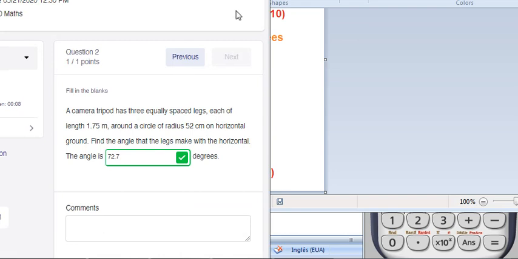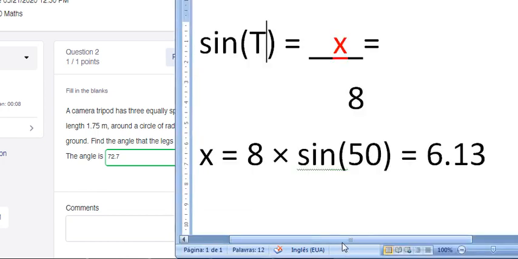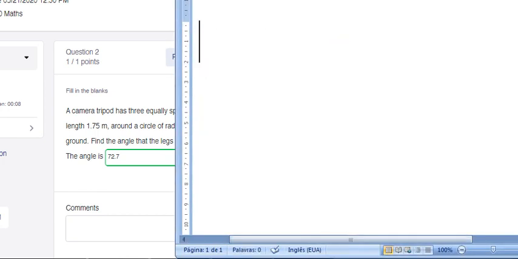This is a word problem. A camera tripod has 3 equally spaced legs, each of length 1.75 meters, around a circle of radius 52 centimeters on horizontal ground. Find the angle that the legs make with the horizontal. Let's do it. I'm going to try to draw the situation for you.